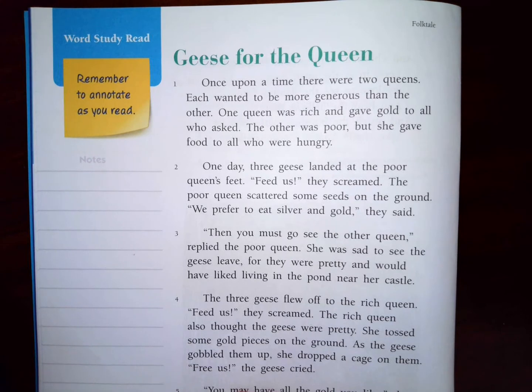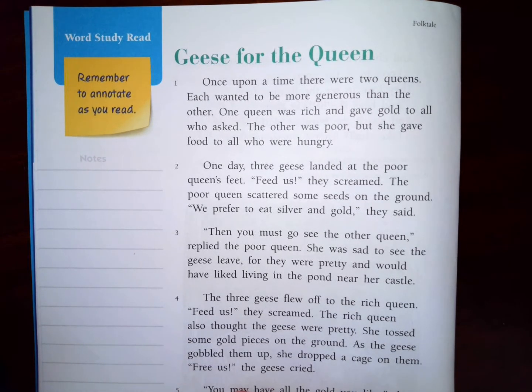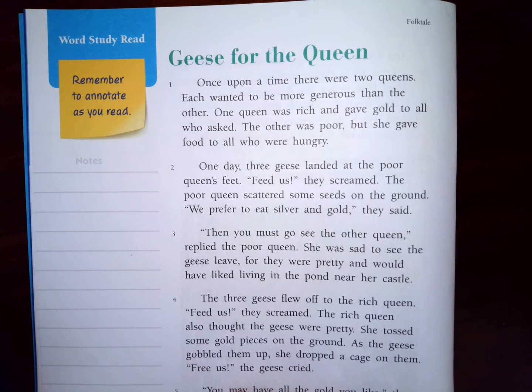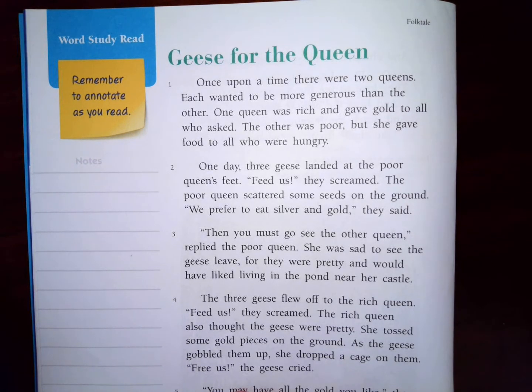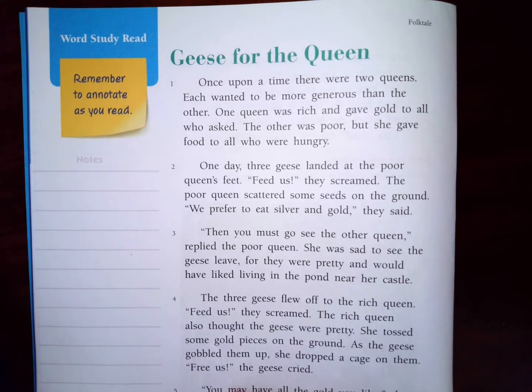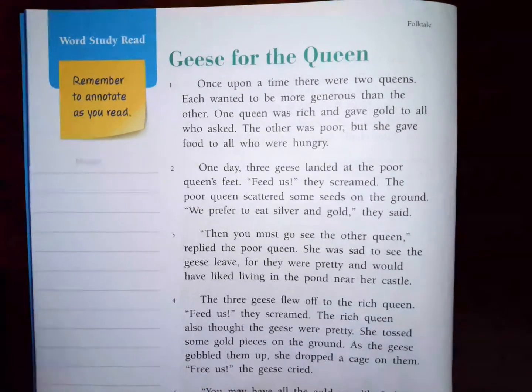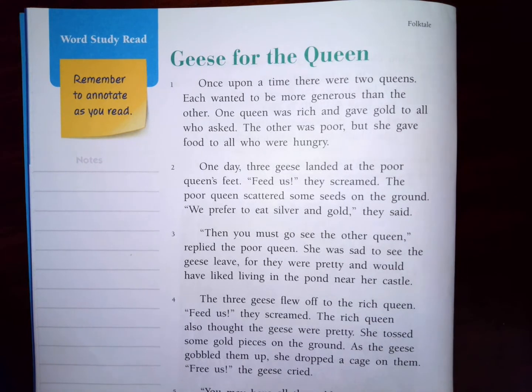So first, let's just start by thinking about the questions that we're going to be answering, and then we'll get started with reading. So while we're reading our story, I want you to think about these things. Think about, why did the geese go to the rich queen? Think about why the rich queen would not free the geese, and why the geese wish they would have stayed with the poor queen. Now, if you can't remember all that right now, that's totally fine. We're going to go back over it, but once we start reading, it might spark your memory a little bit. All right, here we go.